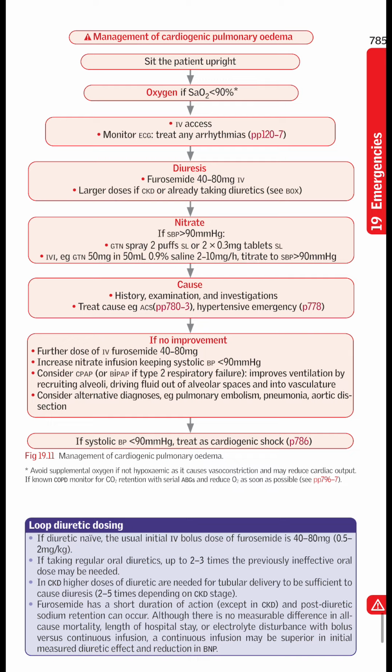So nitrates: if systolic BP is more than 90, give nitrates. GTN spray 2 puffs sublingual or 2 tablets of 0.3 milligram sublingual. Intravenous infusion of GTN 50 milligram in 50 ml of normal saline, 2 to 10 milligram per hour. Titrate to keep systolic BP more than 90.